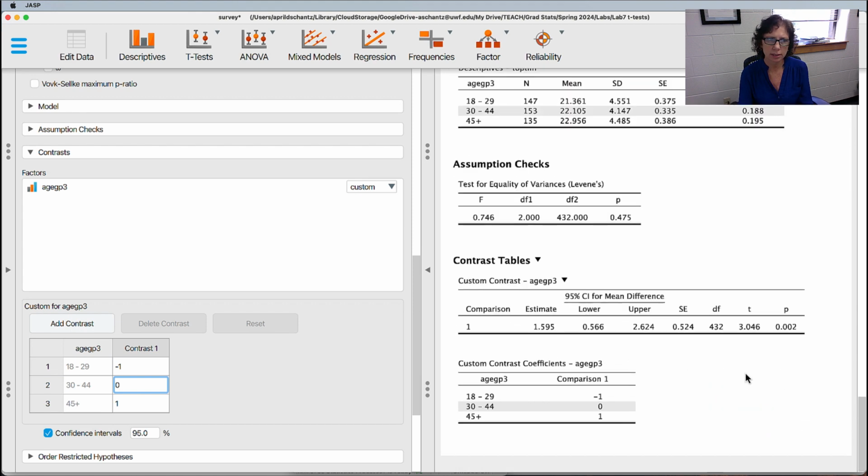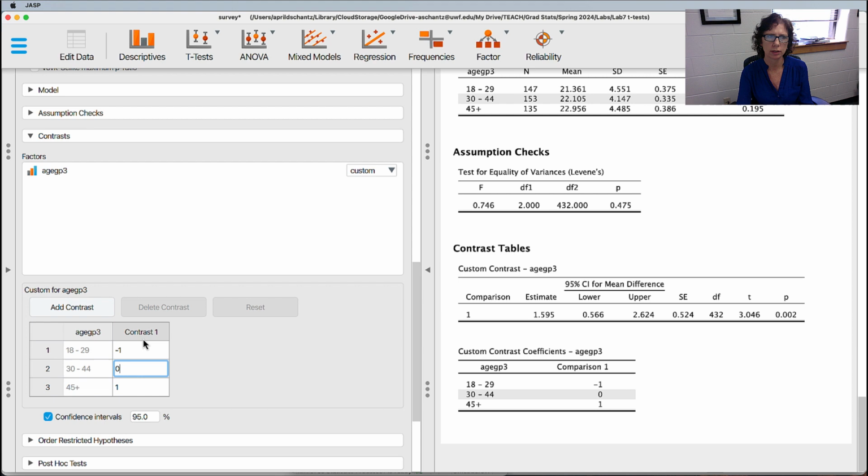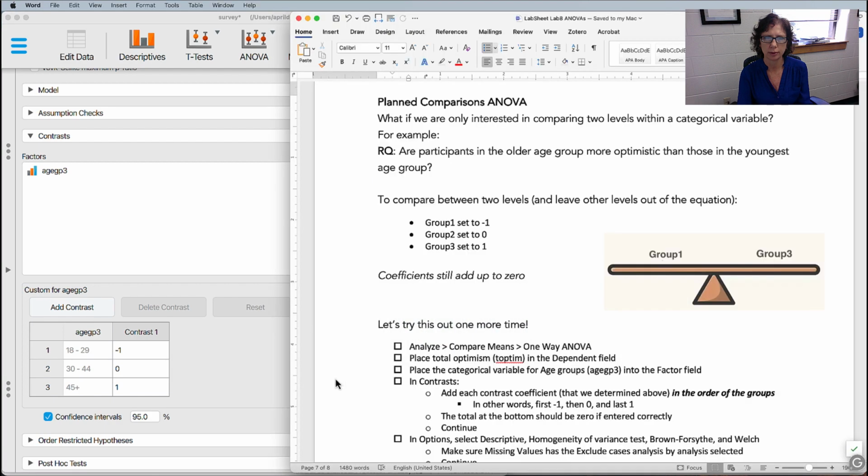But everything else stayed the same. What changed was the type of comparison we were doing, and therefore that changes what we are telling the reader about because we're answering a different question. Let's take a look at that one.